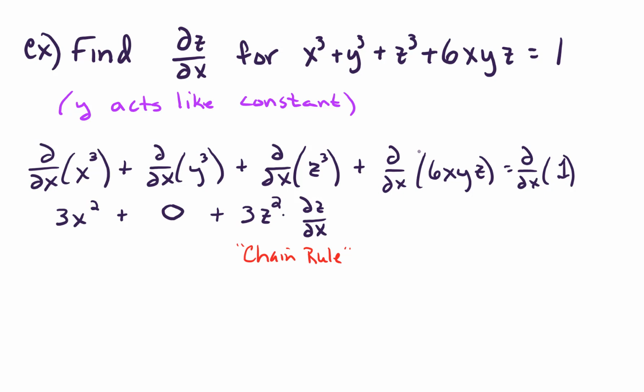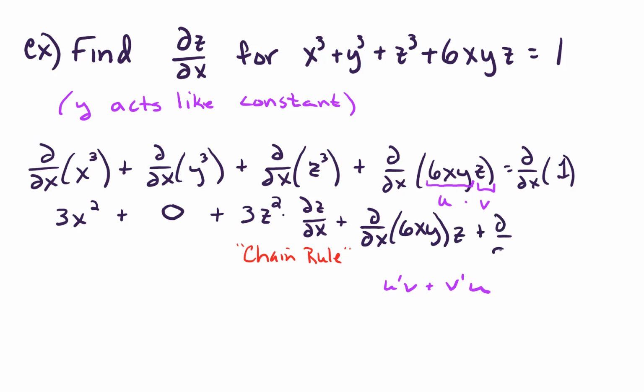Okay, now let's move on to a product rule situation here. We're looking at the derivative with respect to x of 6xyz. So I'm going to break that up as a product of 6xy, that's like my u, times another factor, z, I'll call that v. And we know that the product rule looks like u prime v plus v prime u. So let's see how that would work out here. I would need the derivative with respect to x of 6xy, times z, plus the derivative with respect to x of z times the regular first factor 6xy. And on the right-hand side we just have 0. Okay, let's keep going and clean up this problem.